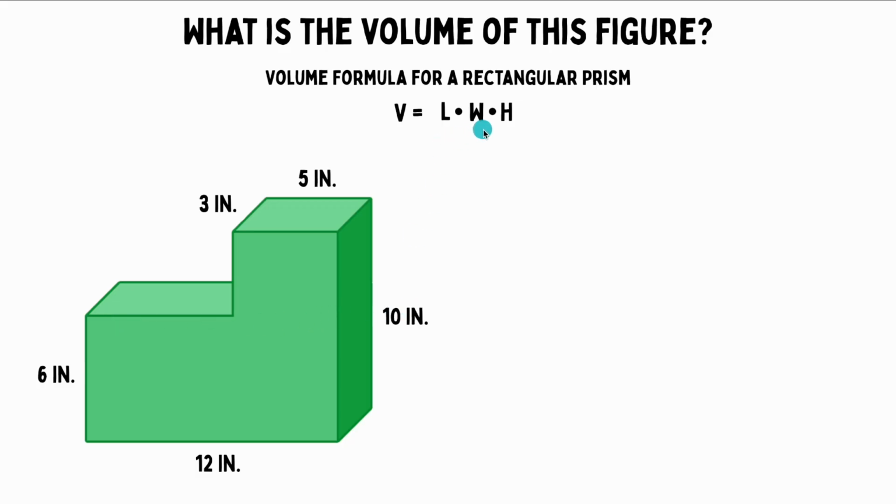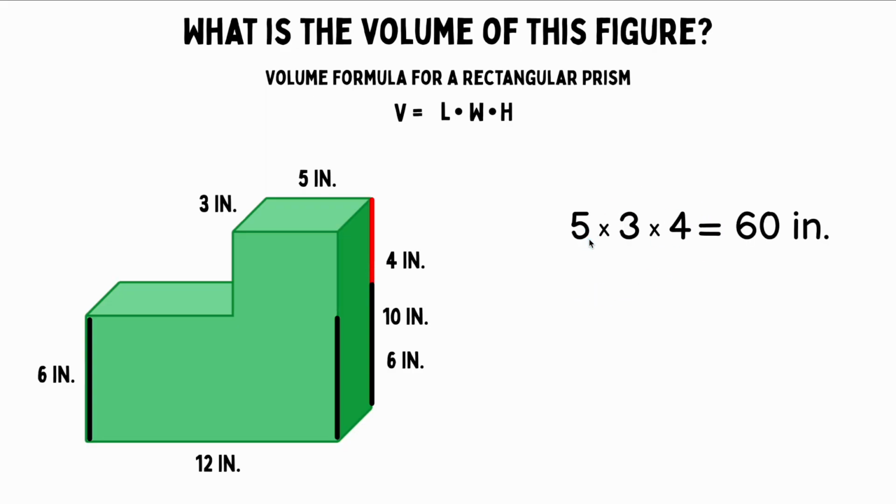Let's start with the length, width, and height. We have 5 times the width, which is 3. Now we need to figure out the height. We notice that we have 10, but we only need the height from here. So let's think about that. If this is 10 and this is 6, then that means this is 6 inches. Now 10 minus 6 is 4. So we have 3 times 5 times 4. We know that 12 times 5 equals 60 inches cubed.